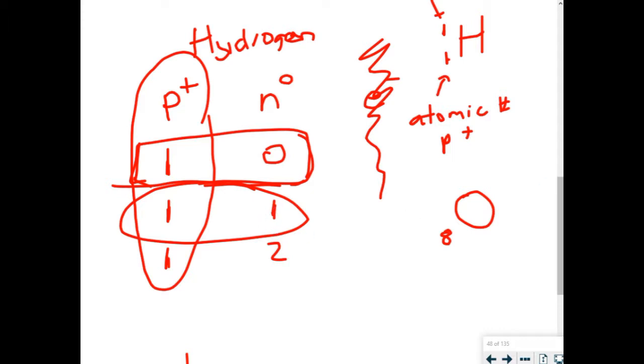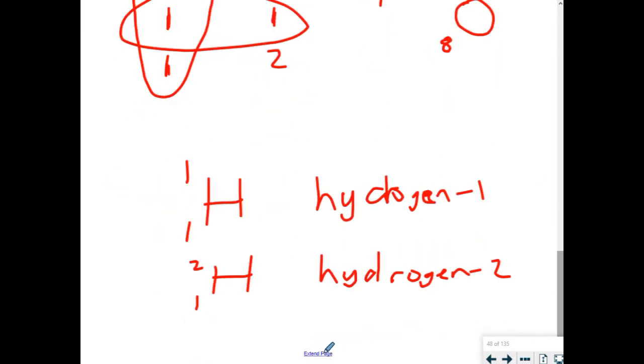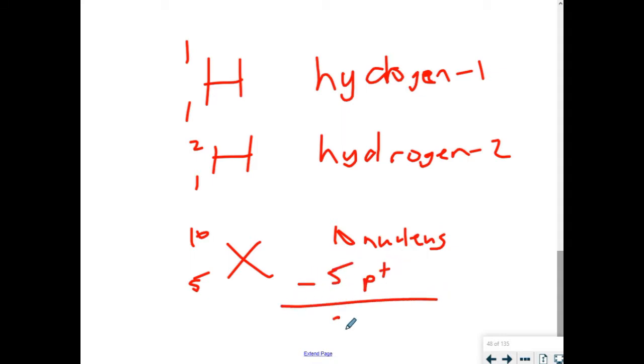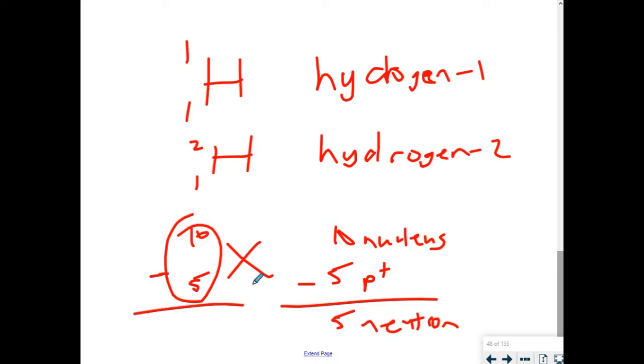The basic logic is that if I ever give you a notation that looks like this, I'll just do a random element, and let's go with 10 and 5. I don't even know what it is, but I can tell you this. It has 10 things in the nucleus. It has 5 protons. So what's 10 minus 5? 5. There must be 5 neutrons. The fast way of doing this is that if you take these two numbers right here and subtract them, it tells you how many neutrons there are. So that's known as an isotope.